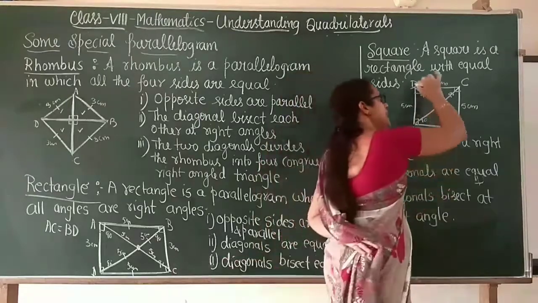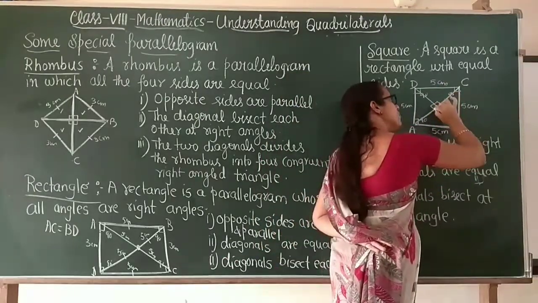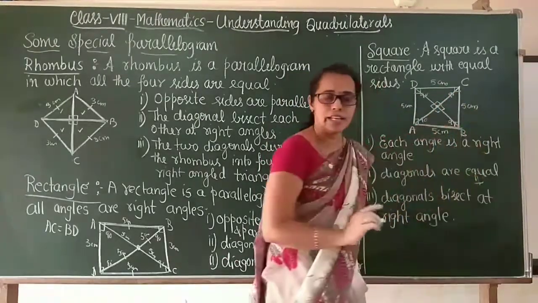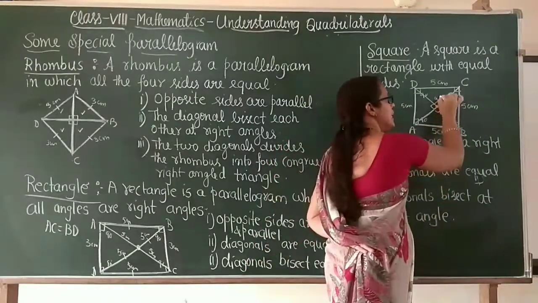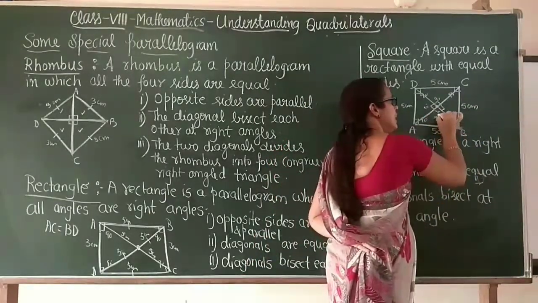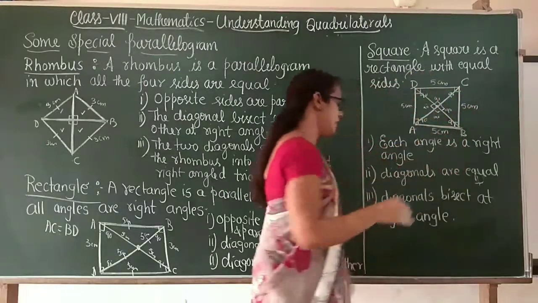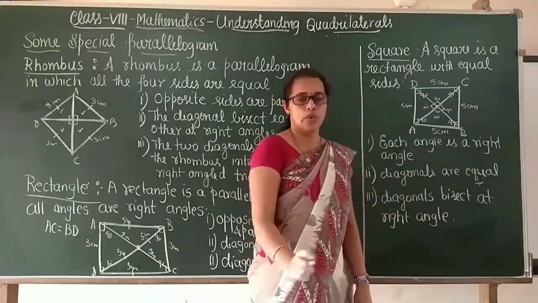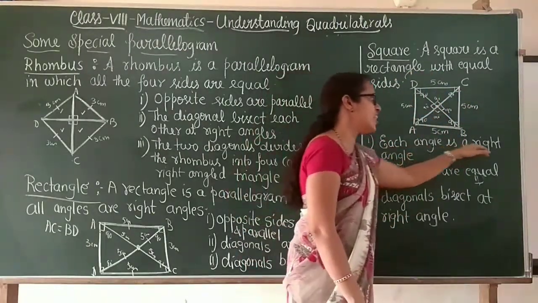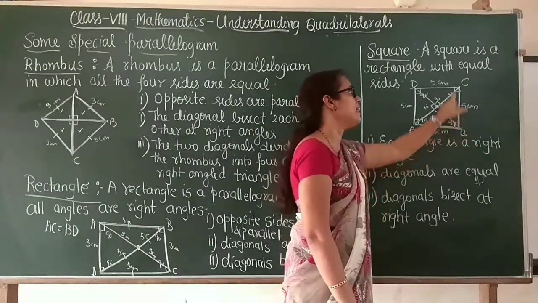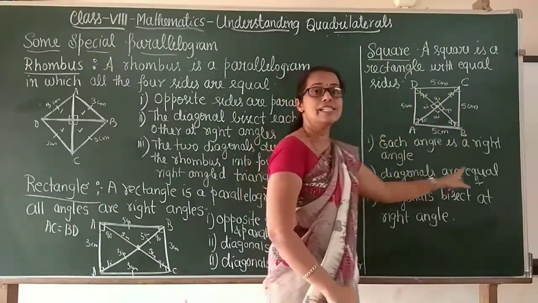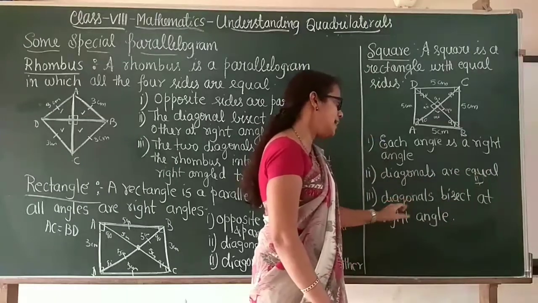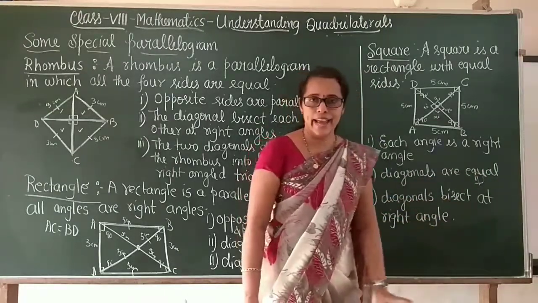See here, these are the diagonals. They bisect at the right angle. So each angle is how many degrees here? 90 degrees. These are the properties of a square. First, each angle is a right angle. Diagonals are equal. Diagonals bisect at right angles.